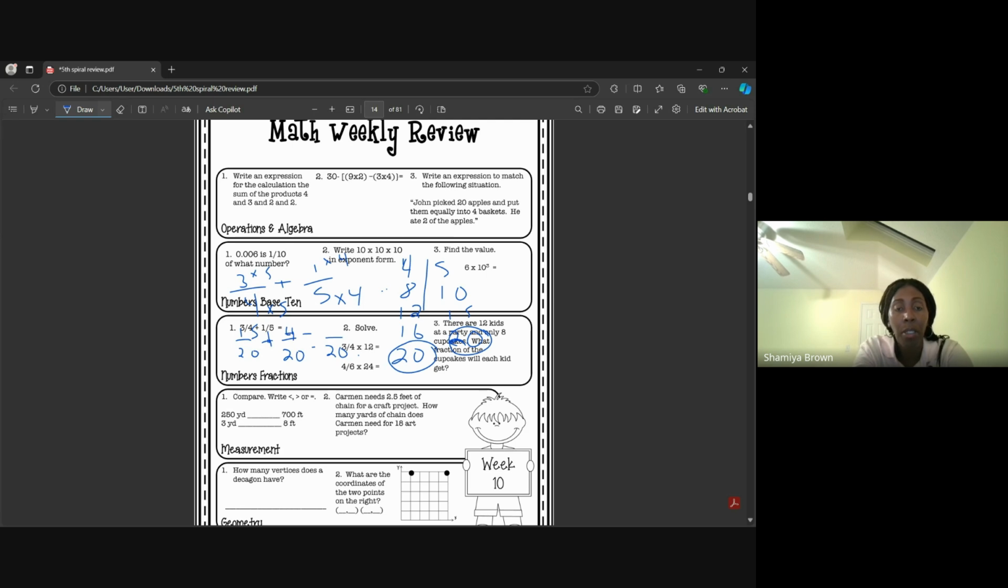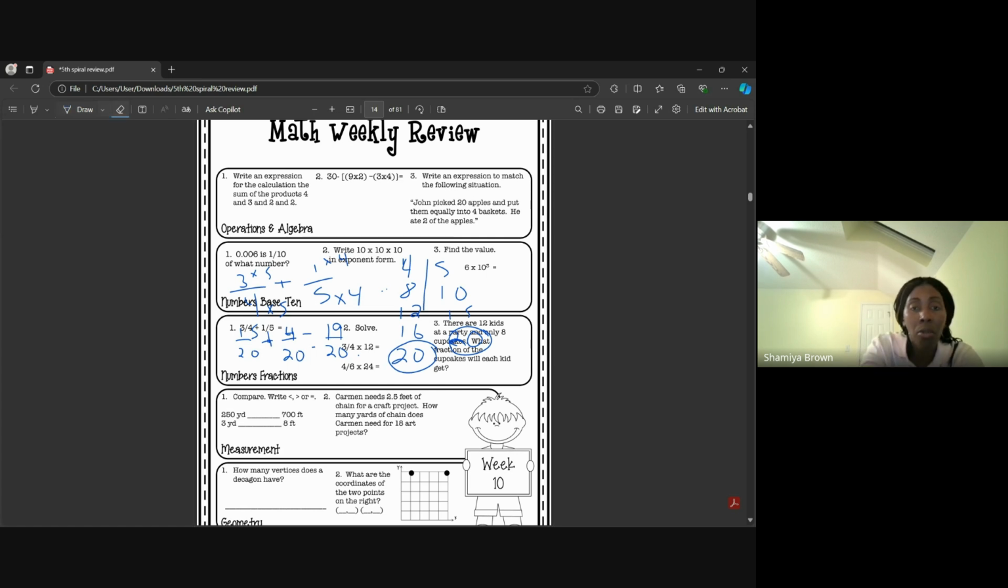Now I have the same denominator, so I can add 15 plus 4, which gives me 19. And my new denominator is 20. So 19/20. That's as simple as I can get it, so I can't simplify that anymore. My answer will be 19/20.